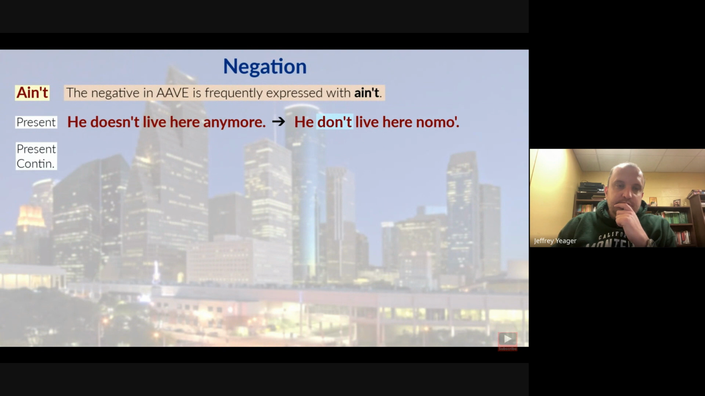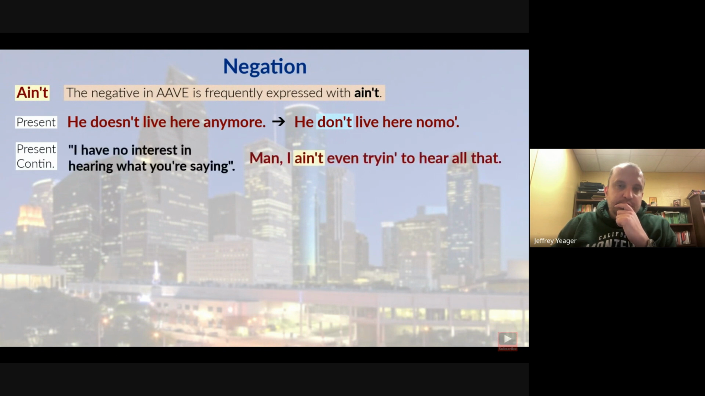In the present continuous, ain't is used. Man, I ain't even trying to hear all that. This is like saying, I have no interest in hearing what you're saying. Notice that ain't often blends in with the words around it. I ain't is more like I ain't. I ain't even is more like I ain't even. Man, I ain't even trying to hear all that.